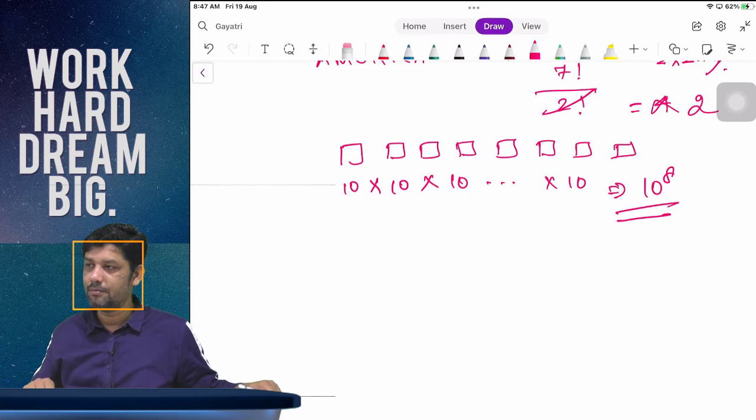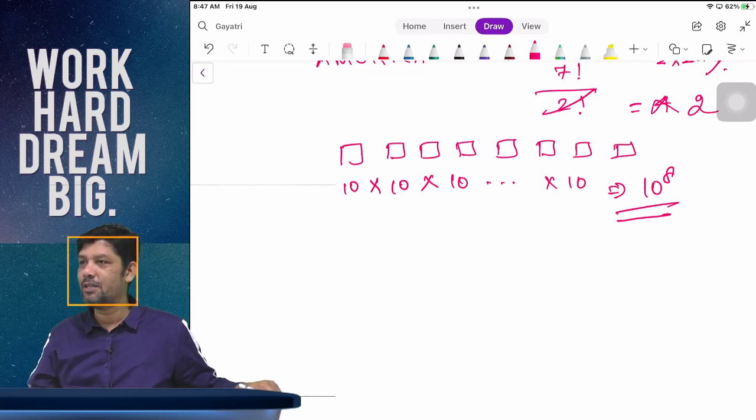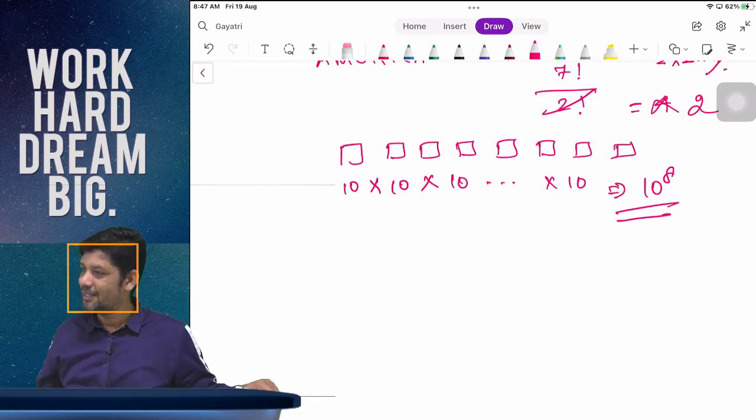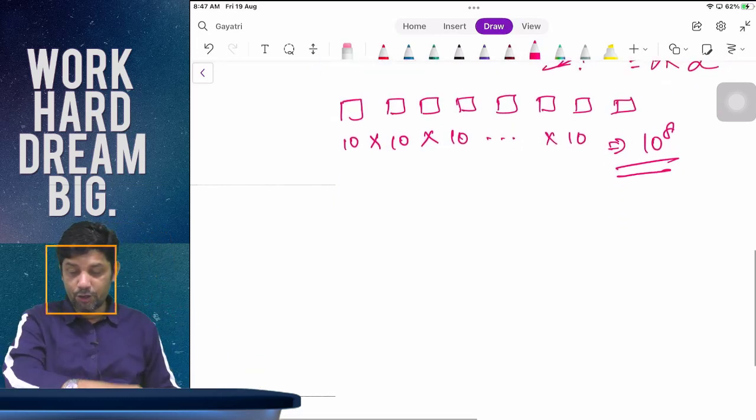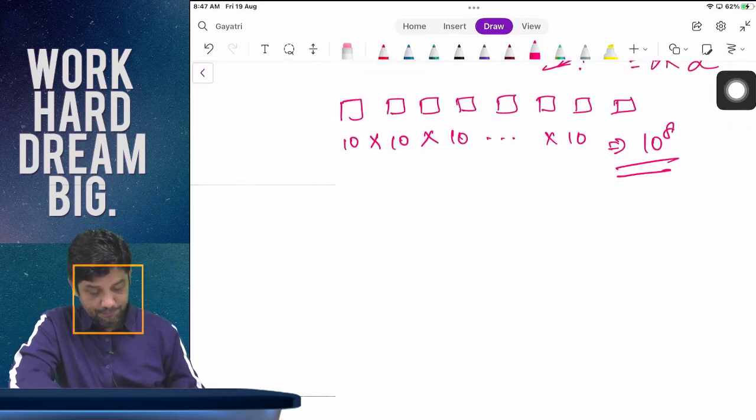Second digit, any one of 10 again, because the same number can be repeated. Third digit, any one of the 10. Fourth digit, and so on, 10 to the power 8. Is that clear, all of you? Okay, next.